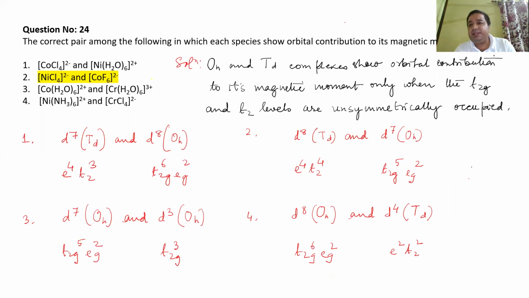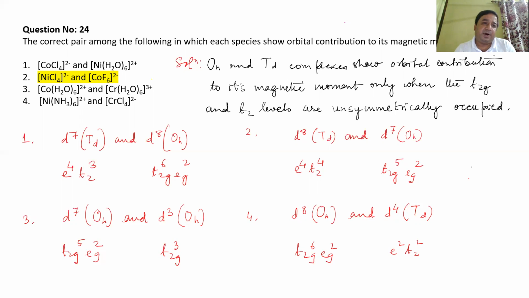What we will do, we will calculate the oxidation states, and then we will write the environment in which the metal is, and we will write the number of d electrons it has, and then we will write the electronic configuration depending on whether the metal is in a tetrahedral or octahedral field, and we will judge whether it is having a symmetrical T2 or T2g level, or an unsymmetrical T2g or T2.